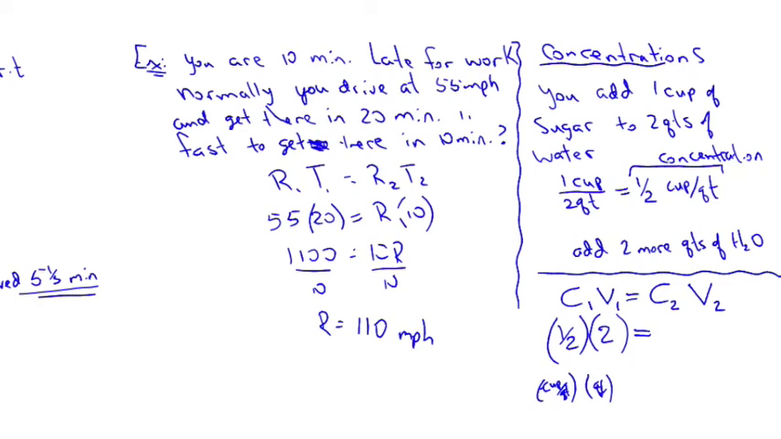All right, so this is going to equal... do I know the concentration after I added 2 more quarts of H2O? No. So I'll leave that as C2. What's my volume after I add 2 more quarts? A gallon. Well, it's a gallon, but this is measured in quarts. This better be measured in quarts also. So, how do I find C2?